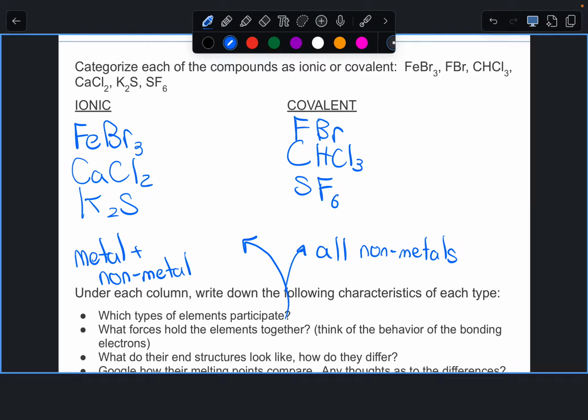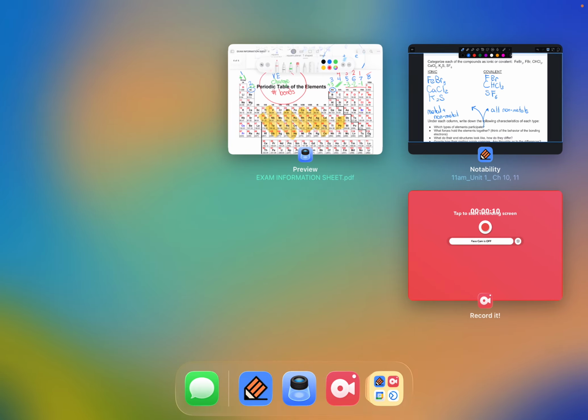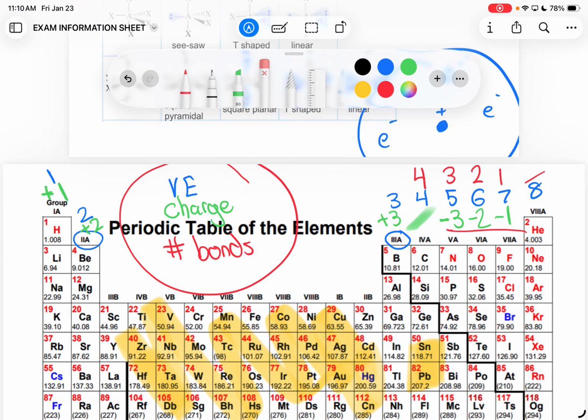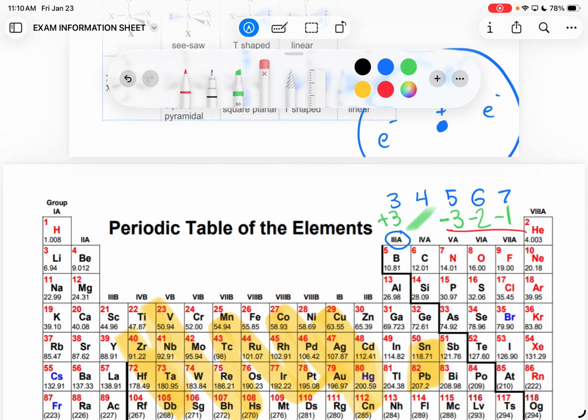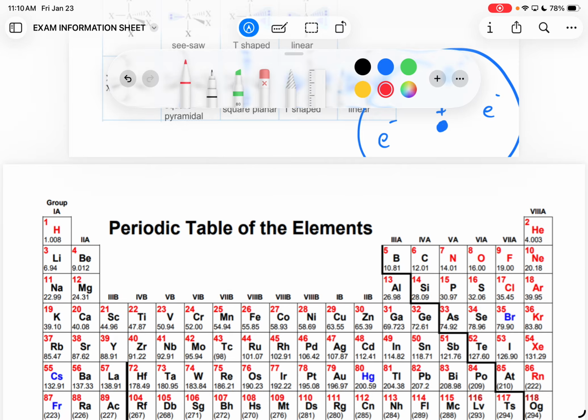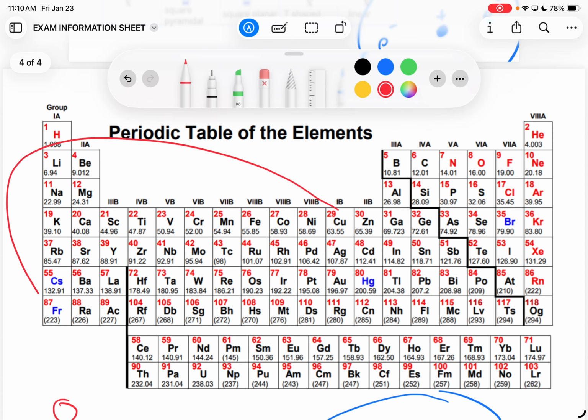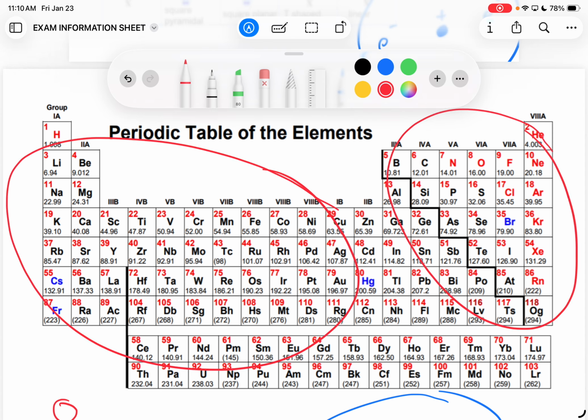Okay, so the main thing you're looking for is: is it a metal and a non-metal? Those are your ionics. Or is it all non-metals? So back to the periodic table. Let me erase this stuff from the previous class. Okay, so metals are over here, non-metals are over here. So one from each side, that's ionic bonding.